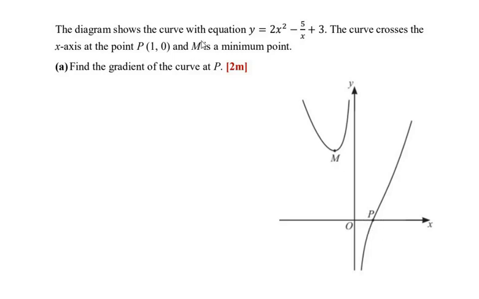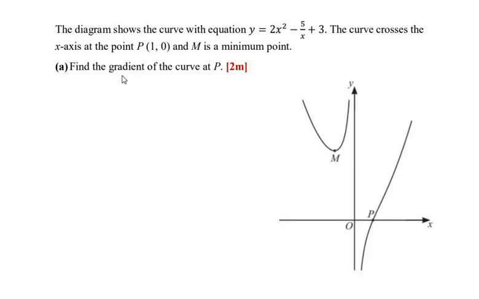So here we have been given an equation of a curve and its graph has also been given, and it is mentioned that the curve crosses the x-axis at point P. So the coordinates of point P are given to us as (1, 0) and M is being mentioned as a minimum point because we can see that this part of the curve is taking a downward turn. So this becomes a minimum point. Now we have to find out the gradient of the curve at point P.